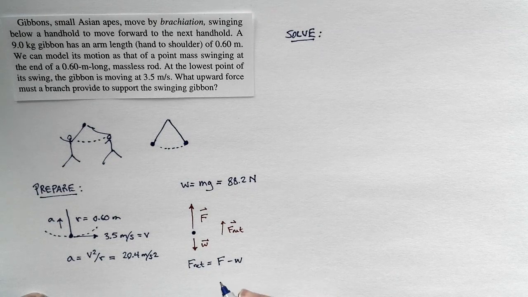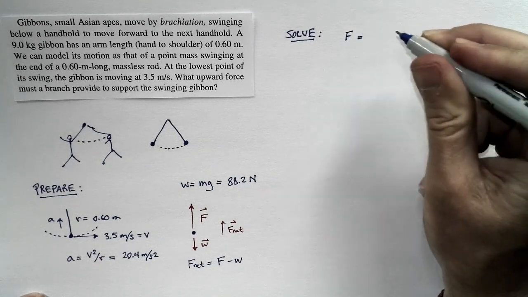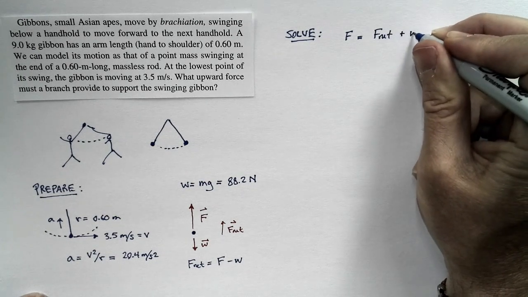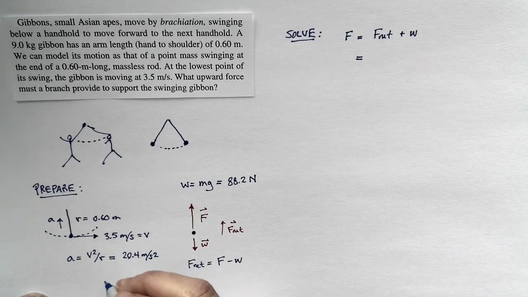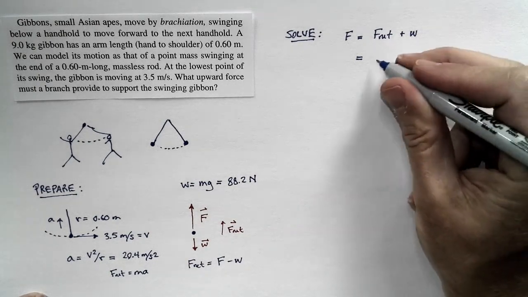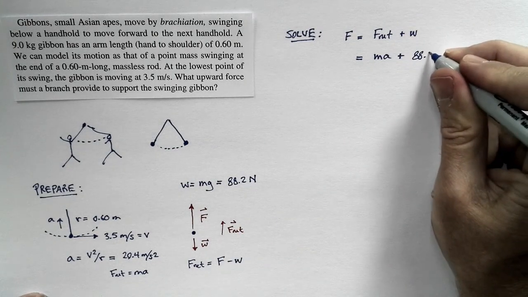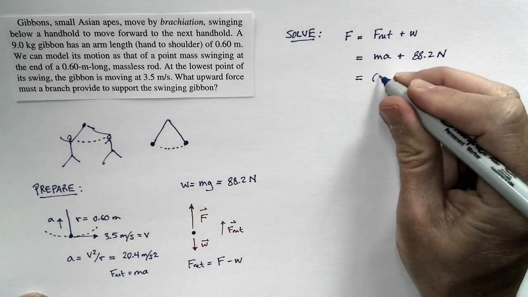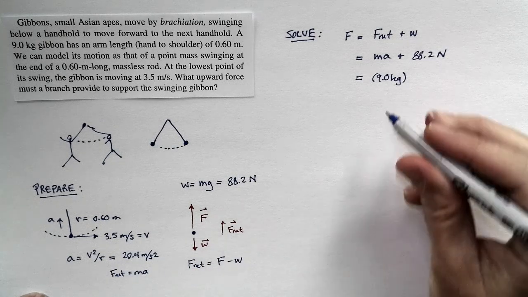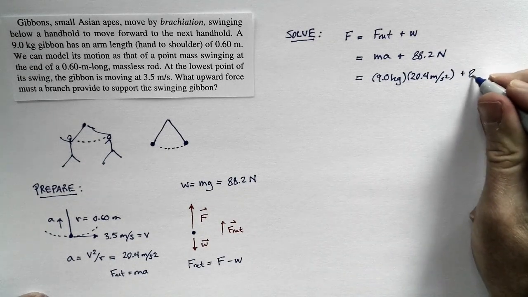Because I can just say this, I'm looking for this force F. I'm going to rewrite this equation this way. The force is just equal to F net plus W. Well, F net, we can use Newton's second law. Newton's second law is just F net equals m times a. So F net, I'm just going to replace with m times a, plus W. I know what the weight force is, that's 88.2 newtons. I know the mass of the gibbon, that's 9 kilograms, and we've also calculated the acceleration. The acceleration is 20.4 meters per second squared. So I have everything I need to be able to finish my calculation.